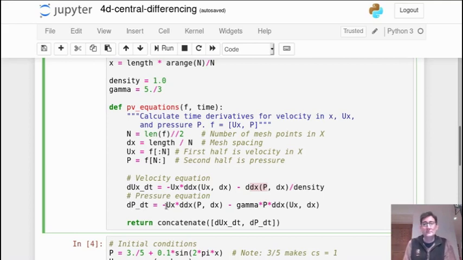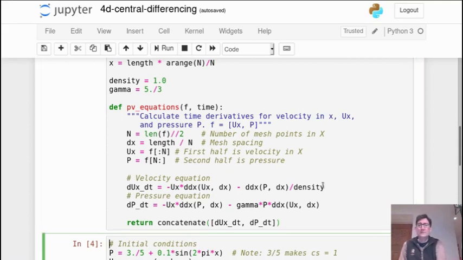And then we have the pressure equation, which again has ux times dp by dx. These are all just using the central differencing approximation that we defined above. And now, because the quantities we're evolving came in as one array, we return them also as the time derivatives as one long array. So here we have dux by dt we've calculated, and dp by dt. We just join them together, so there's ux first and then pressure. This is the order they came in, so ux and then pressure must be the same as this order. That's it really, that's the main function.